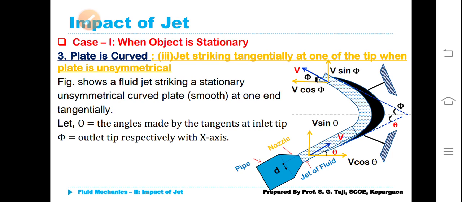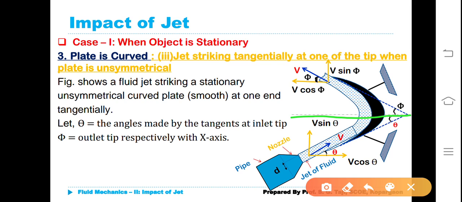Figure shows the case when the plate is unsymmetrical. In case of a symmetrical plate, both the sides will have theta here. Here it is theta, and here it is phi. Why? It is assumed that the curved plate is unsymmetrical. You can see these components of fluid force acting at inlet and at outlet. We will consider initial at inlet, final at outlet.